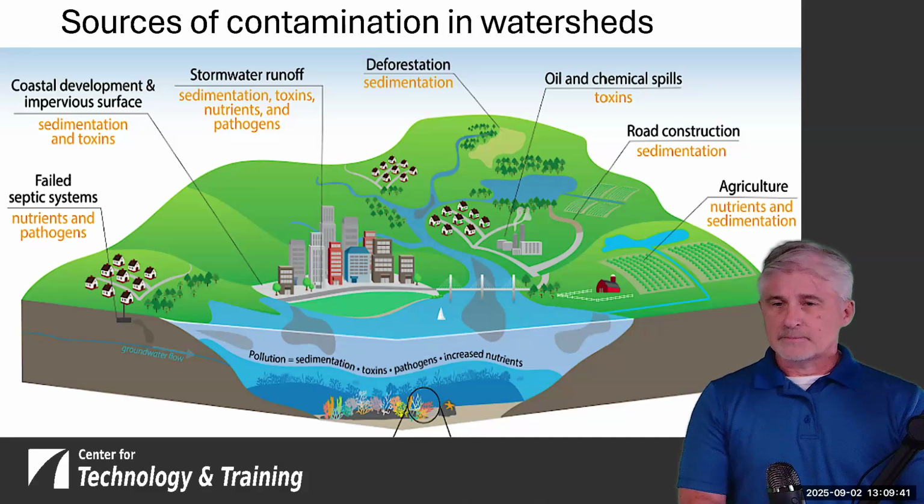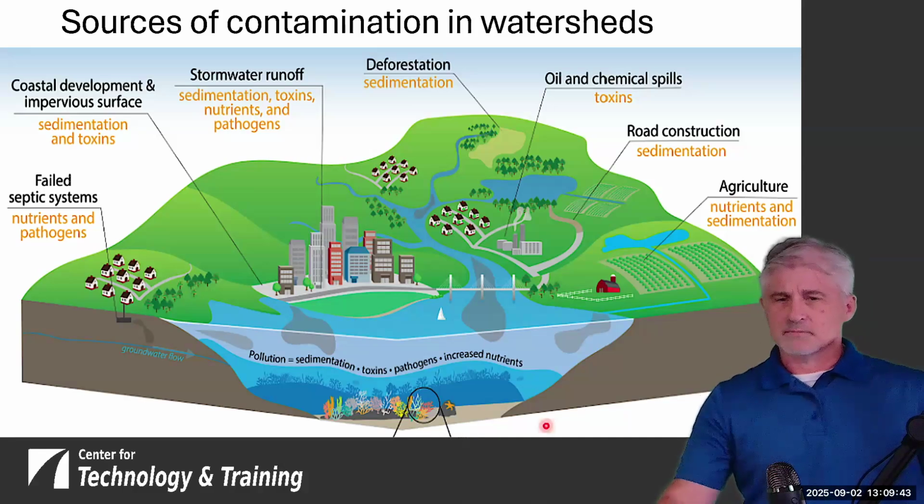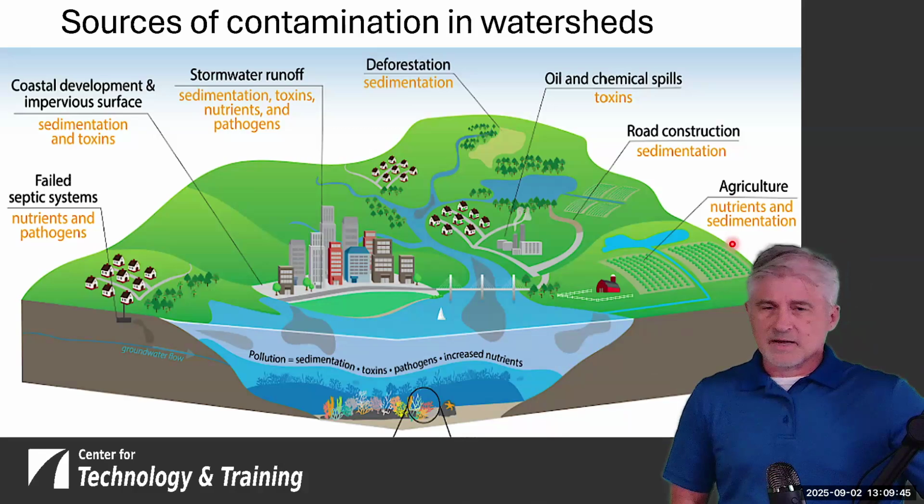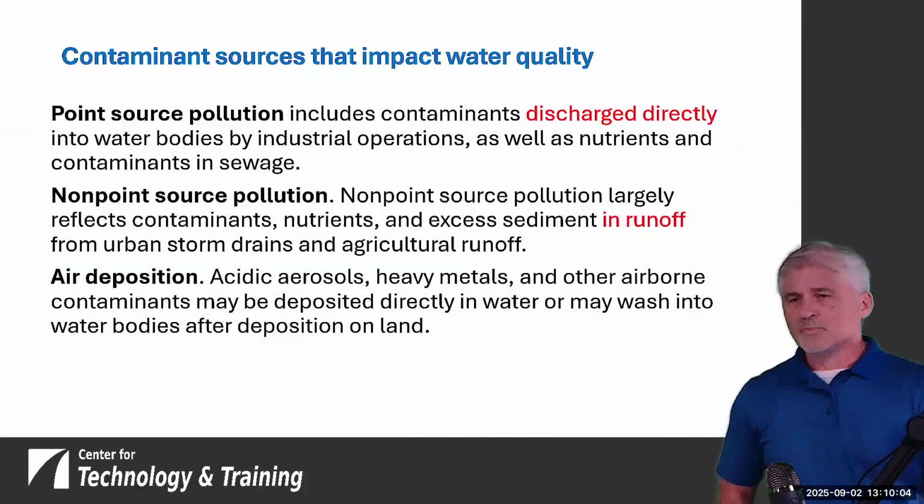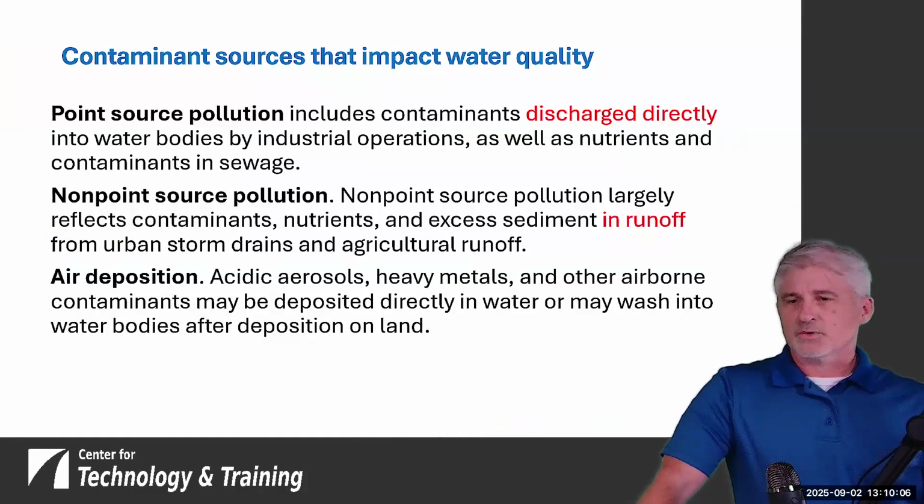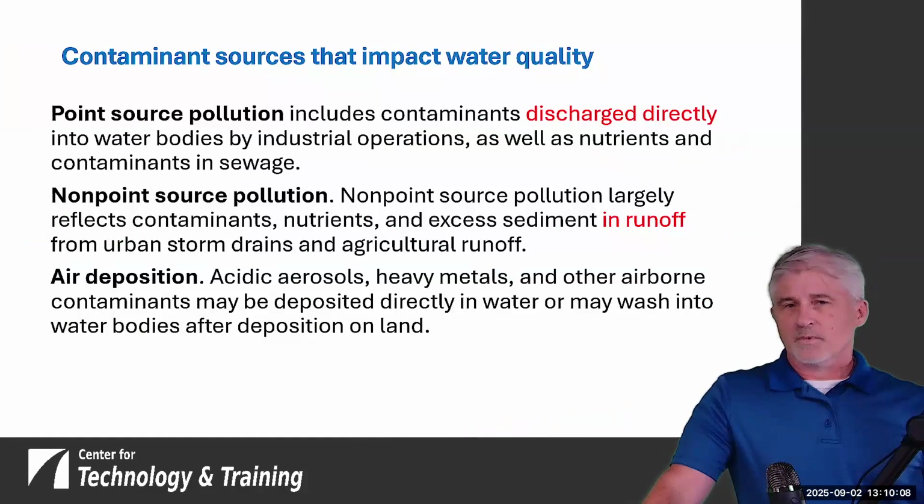We also have agricultural sources, whether it's land application of fertilizer or pesticides and herbicides, that all can get into our watershed. So we group these potential sources of contaminants for our surface water into three main categories.